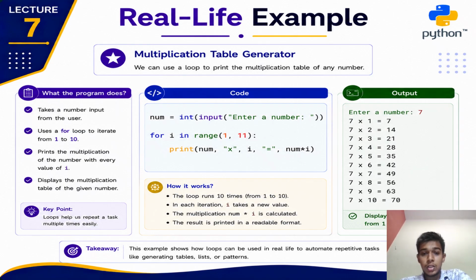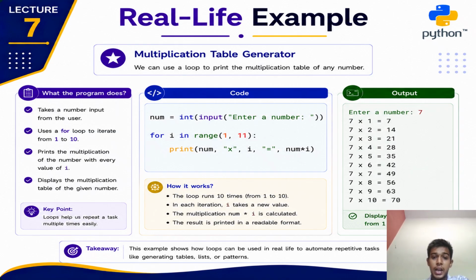Let's understand what the program does. First, it takes a number as input from the user. Next, it uses a for loop to repeat calculations from 1 to 10. During each iteration, the program multiplies the entered number by the current value of the loop. Finally, it prints the multiplication table in a neat and readable form. This is much faster than writing 10 print statements separately.